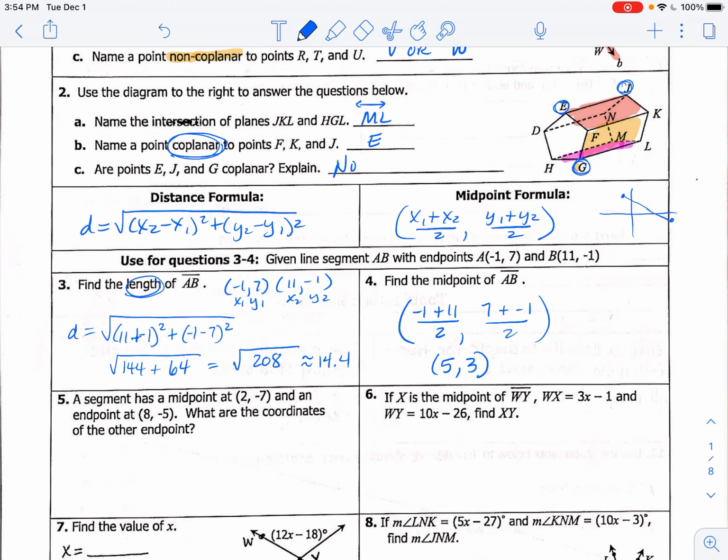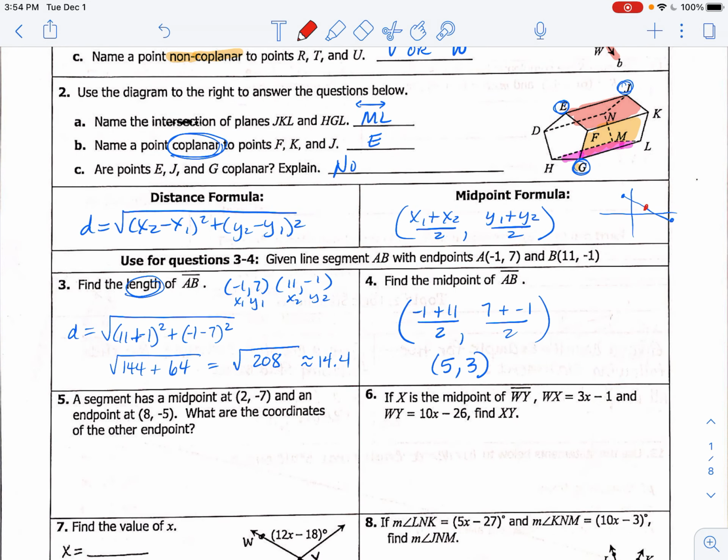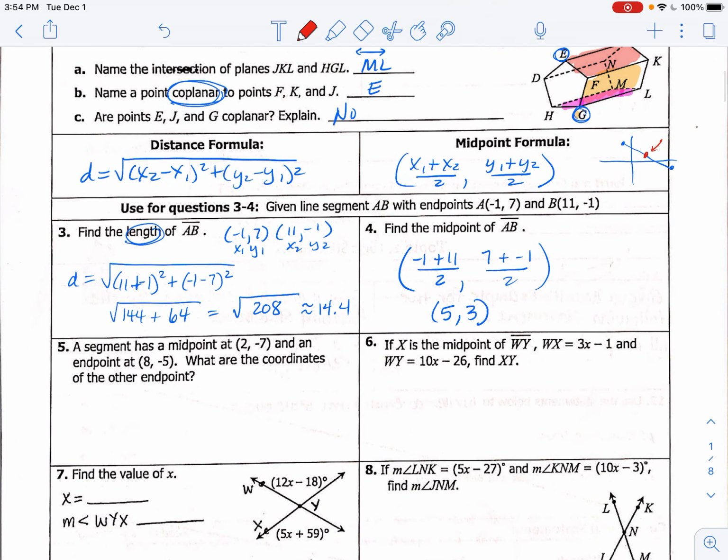And let's just make sure that looks about right. Does it look like we're going to have a midpoint about 5, 3? Yeah, about right there. Okay, number 5, a segment has a midpoint of 2, -7, and an endpoint of 8, -5.